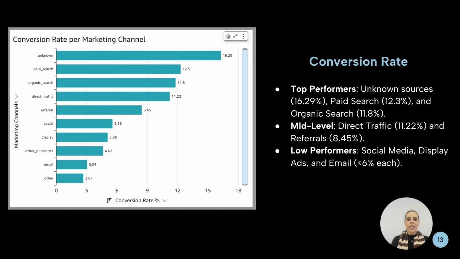For conversion rate, paid search with 12.3%, organic search with 11.8%, and direct traffic with 11.22% are the top channels, driving high-intent users to conversions.